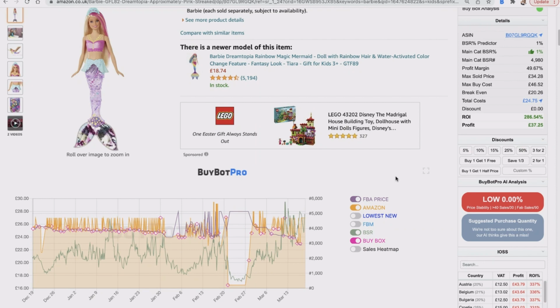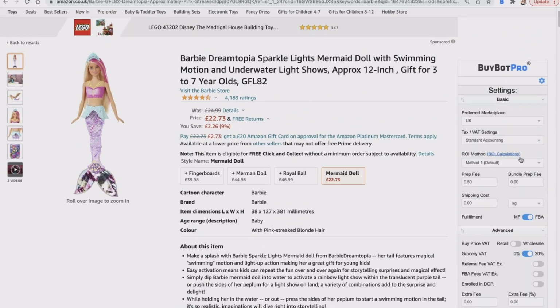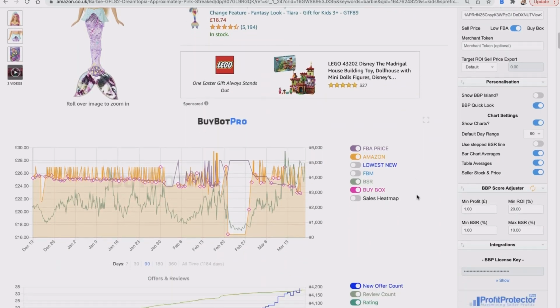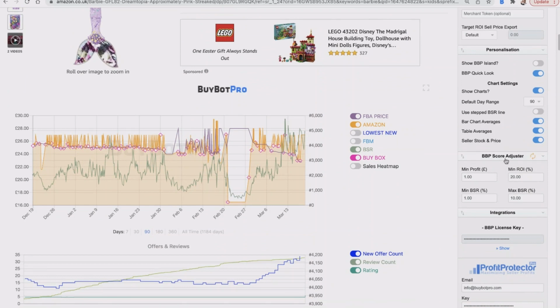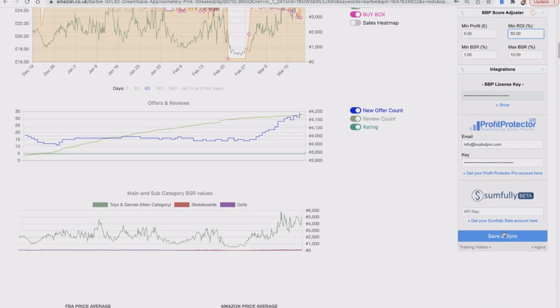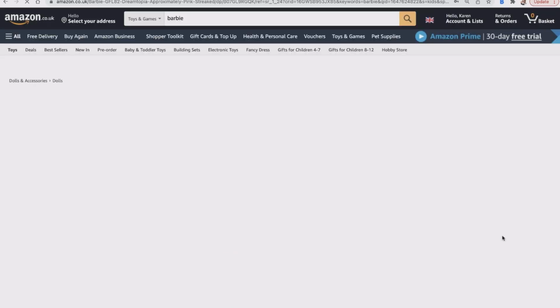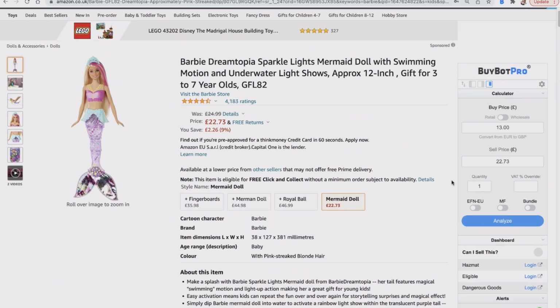Now, something that is even more fantastic about BuyBotPro, okay, you can go into the settings and you can come down here and you can go down to the score adjuster. Now, this means that you can analyze deals based exactly on what your boss likes to source from. So you can add in their minimum profit there. So let's put in £5 profit there. And let's put in 50% ROI there. Okay, so let's save and sync that. And then we'll go back and we will reanalyze the deal. So you've now got what your boss likes in there.